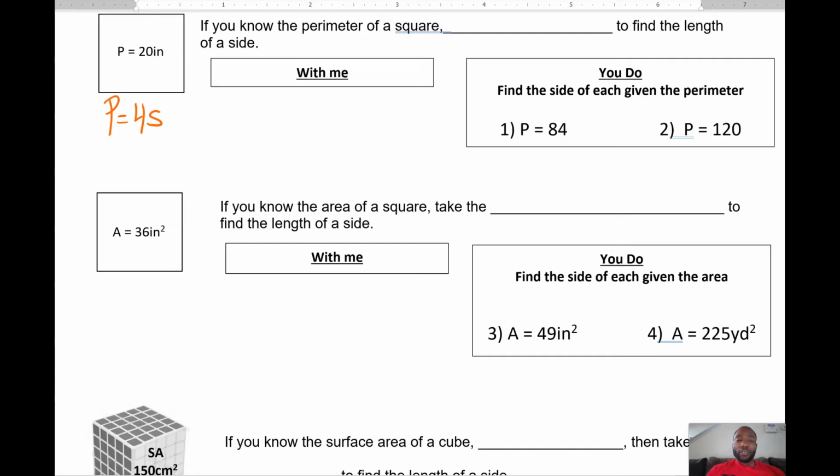So if I want to find the side, if I want to get S alone, if this is 4 times S, how would I get S alone? I would simply divide.